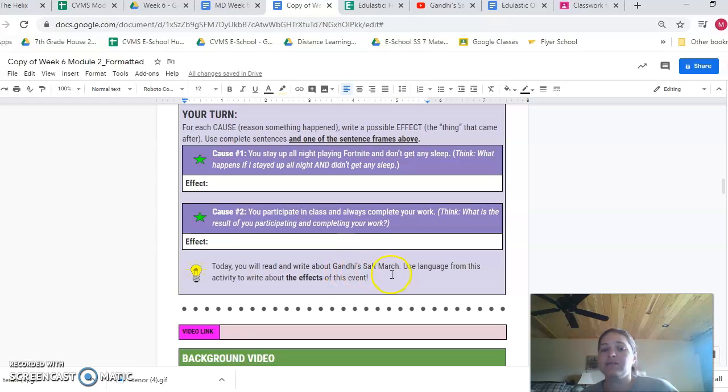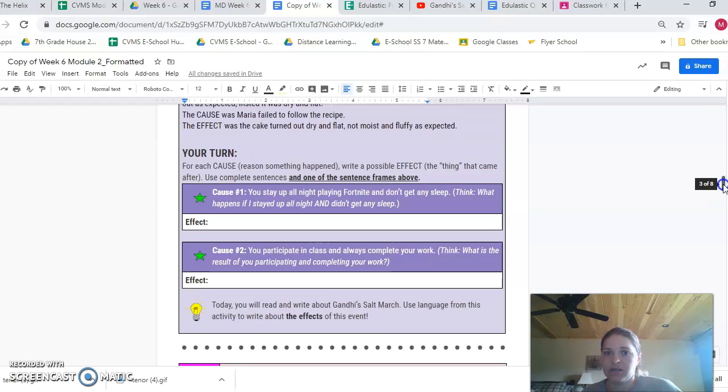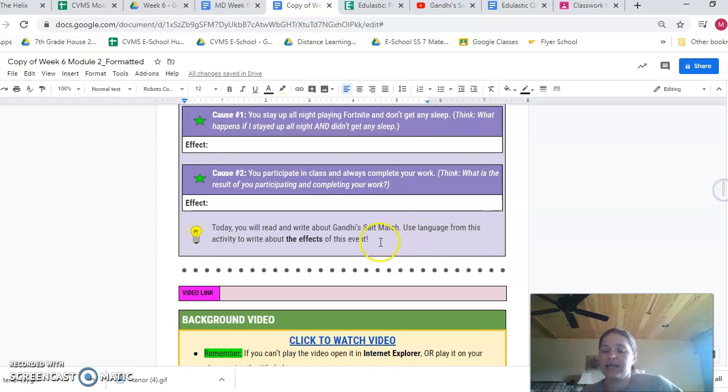Today you are going to read and write about Gandhi's Salt March and use this language to come up with the effects of the idea. So go ahead and do those, and then I am going to be back for your next part of the lesson.